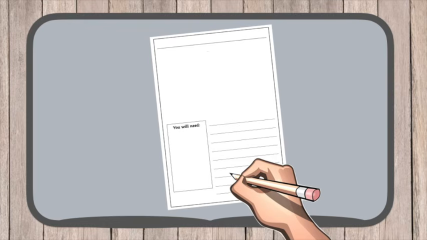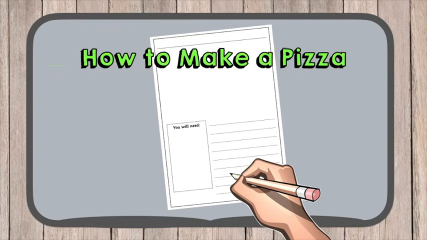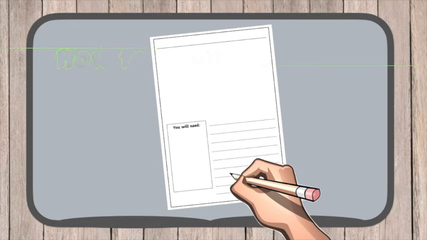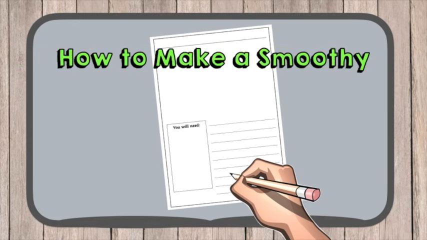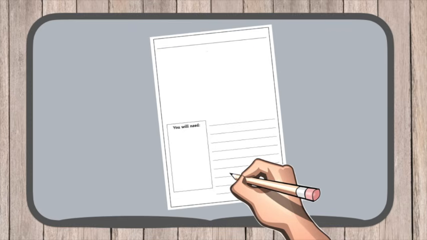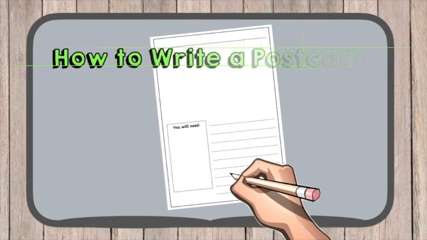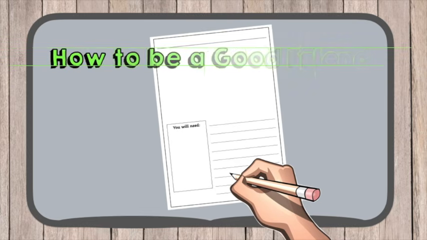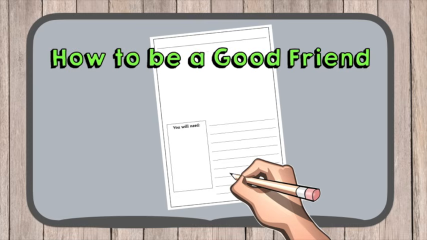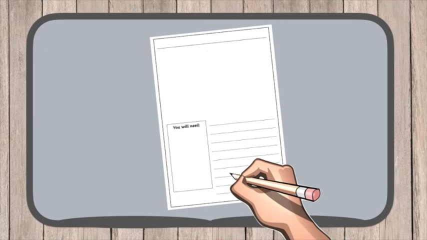Okay, and there we have it. Why don't you try and write some instructions? You could write instructions for how to make a pizza, or maybe how to make a smoothie. You could even write instructions for how to draw a flower, how to write a postcard, how to be a good friend. There are many different types of instructions that you could practice writing. You could practice writing some of the instructions in this video.